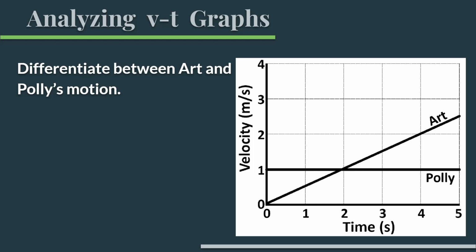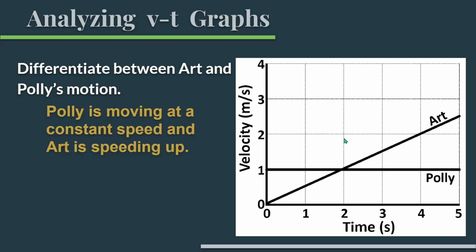But I've actually just answered this for you. Differentiate between Art and Polly's motion. Art's accelerating. His velocity is changing from 0 to 1 to 2 to 2.5, if I skip all the way to the end. Whereas Polly has constant speed. Okay, so we would say Polly's moving at a constant speed of 1 meter per second. Sorry. And Art is speeding up.